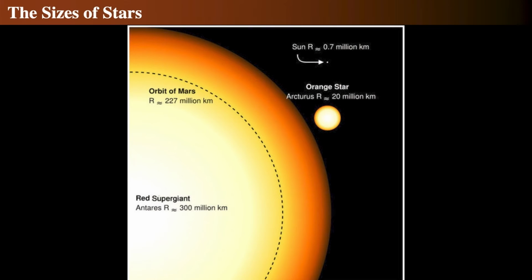All right, so stars themselves can be extraordinarily big, as we've seen in the past. The sun is only about 700,000 kilometers across, and so on this image, it's really tiny. And the bright star Arcturus, which is in the constellation of Bootes, is much, much larger than the sun, about 30 times larger. And if we then look at the red supergiant Antares in Scorpius, it's extraordinarily large, larger than the orbit of Mars.